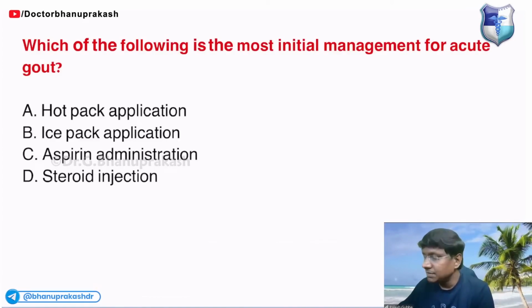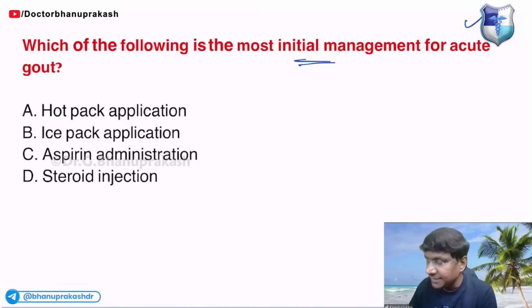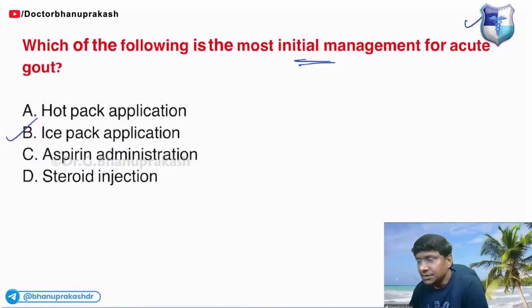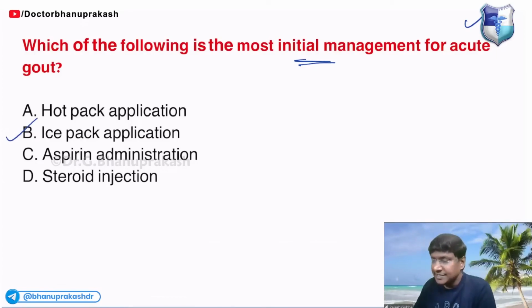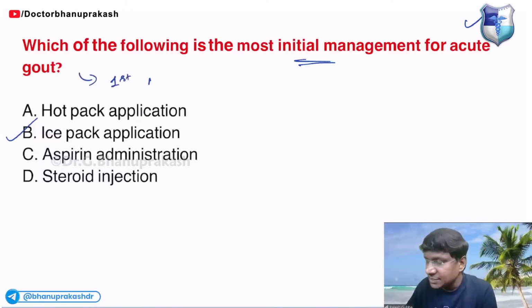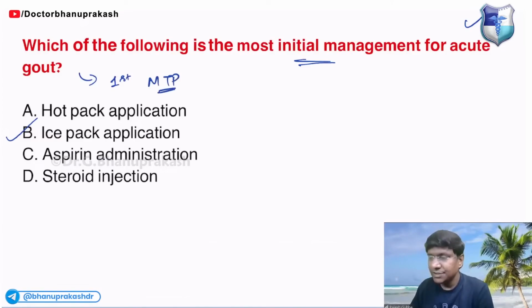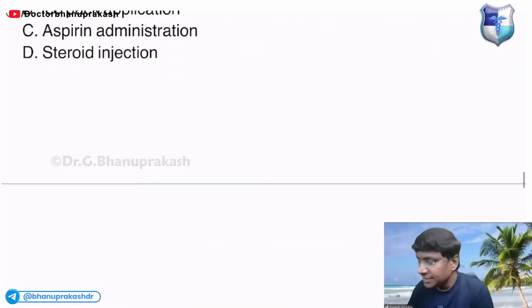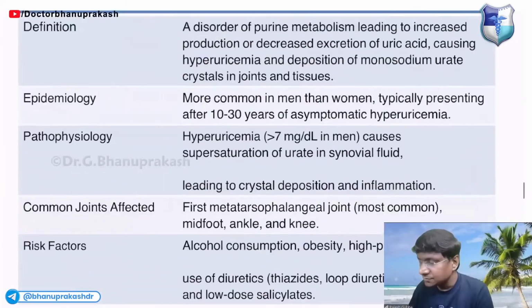Right. So the most initial treatment that you have to give in case of acute gout will be ice pack application. In pseudogout, it is the knee joint, but in case of gout, it is the first metatarsophalangeal joint. Okay, right.